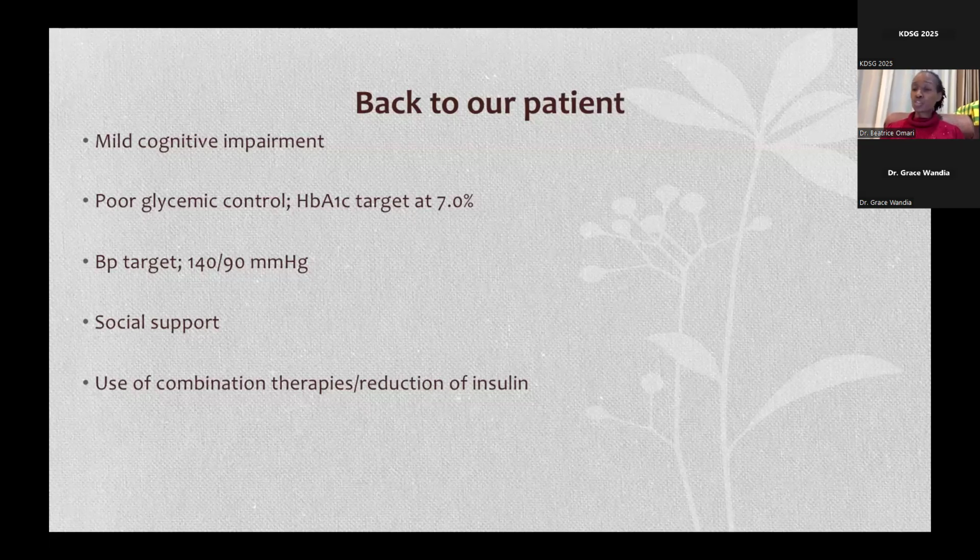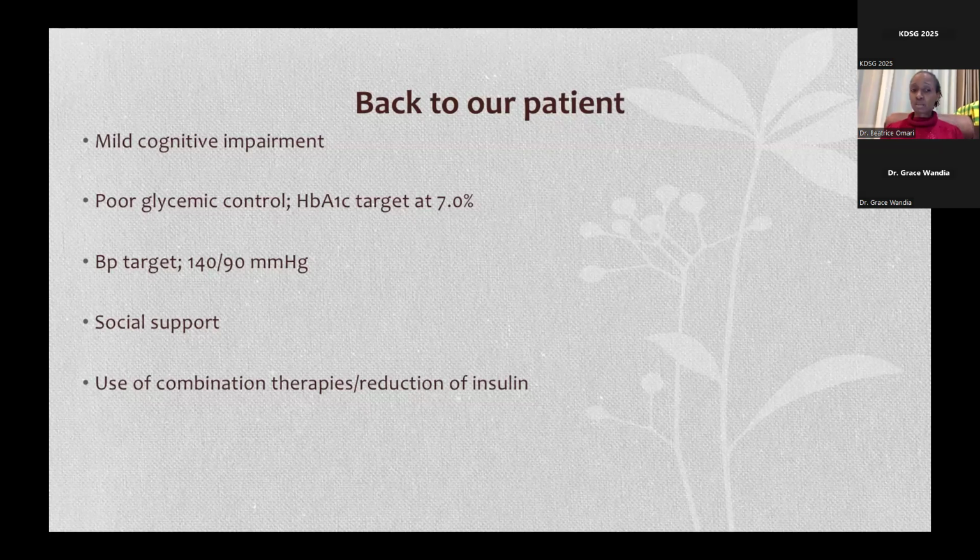We had to reduce her mixed insulin dose to 10 units in the morning and 10 units in the evening. And we added metformin with a DPP-4 inhibitor and an SGLT2 inhibitor, and she's tolerating it quite well. And we were able to achieve an HbA1c of around 7.5 in the last visit, down from 10.